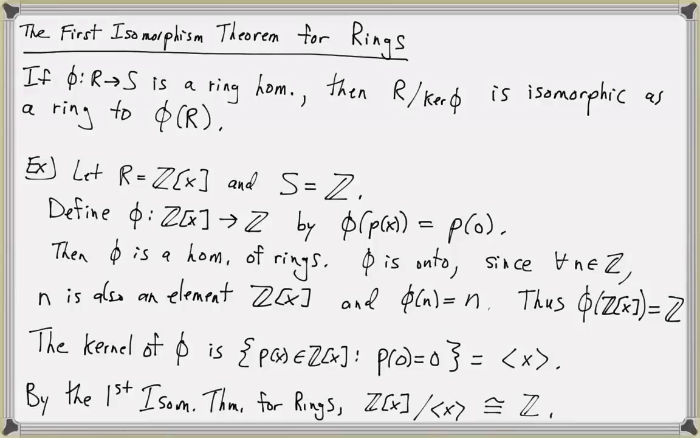And recall we used this earlier when we showed that the ideal generated by x is prime, because when we take the factor ring, it's isomorphic to an integral domain. So I've just proved my claim that I used earlier that this factor ring is isomorphic to the ring of integers.